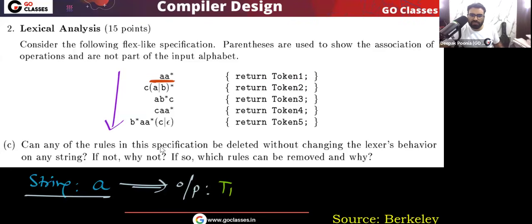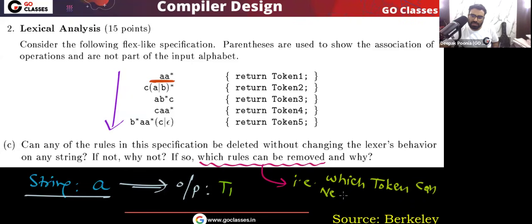We are looking for that token which can never be generated. Okay, basically, which rule can be removed? This is similar to asking which token can never be generated for any string. This is what the question is asking.